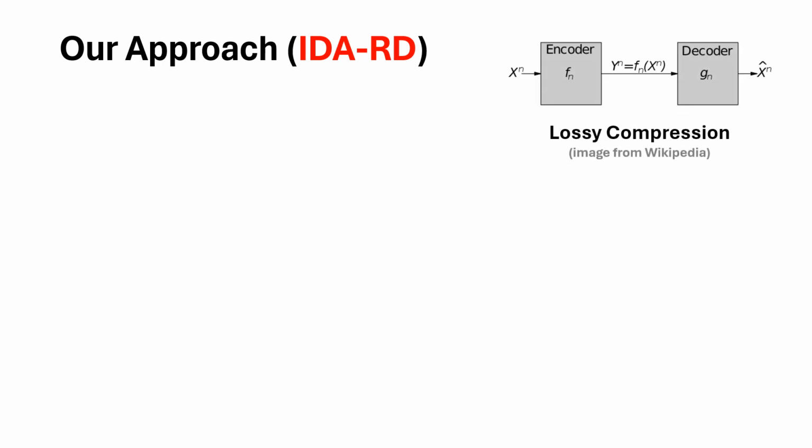To achieve this, we create a proxy task, namely the lossy compression problem underpinned by Claude Shannon's rate distortion theory, and formulate image downscaling as its encoding process. In this way, the decoding process is formulated as image upscaling, which is also known as image superresolution.